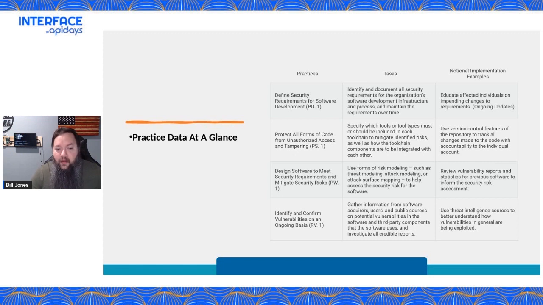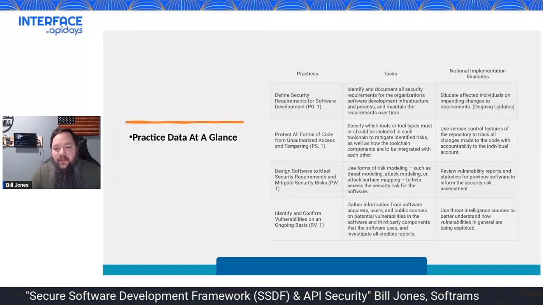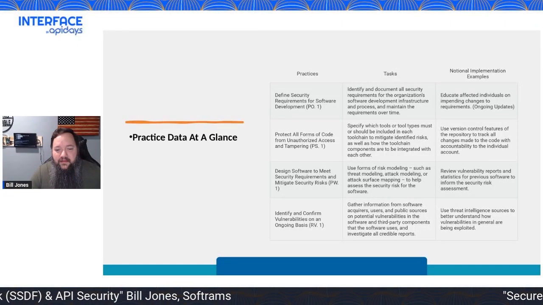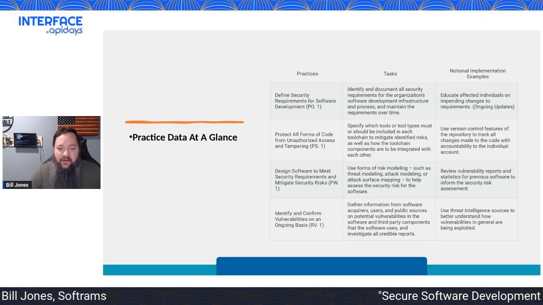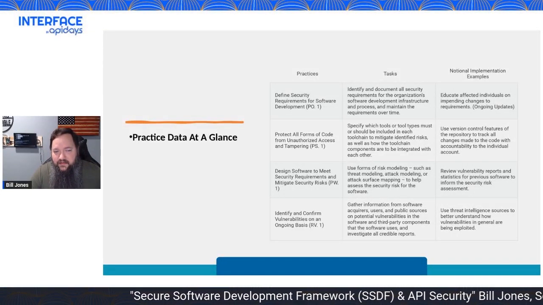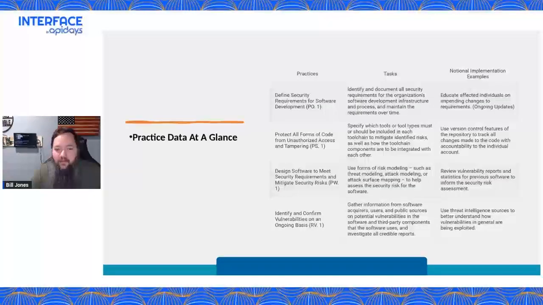Protect all forms of code from unauthorized access and tampering. Personally, this is one of my favorite things with APIs, is finding flaws with access control issues and getting in and tampering with the APIs. But one of the tasks that NIST has is specify which tools or tool types must or should be included in each toolchain to mitigate identified risk, as well as how the toolchain components are to be integrated with each other. That's a lot to digest. Just reading it now is like, wow, how are we going to meet this?